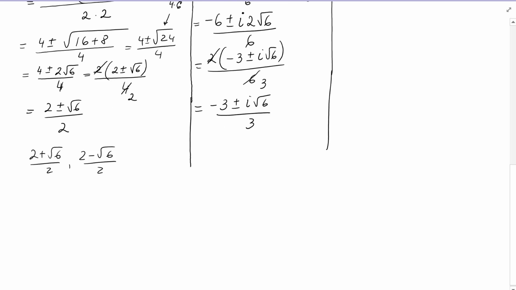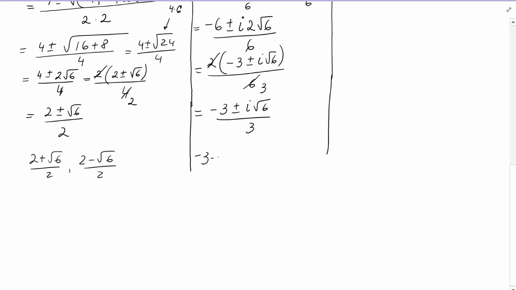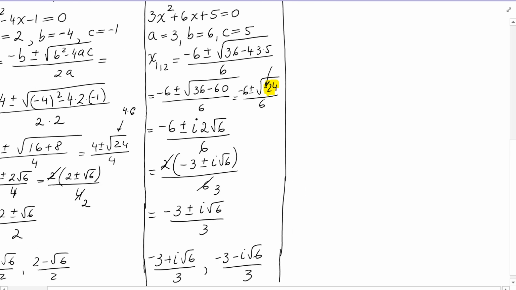So basically, we do have two solutions, negative 3 plus i square root of 6 over 3 and negative 3 minus i square root of 6 over 3, but this time they are complex solutions.